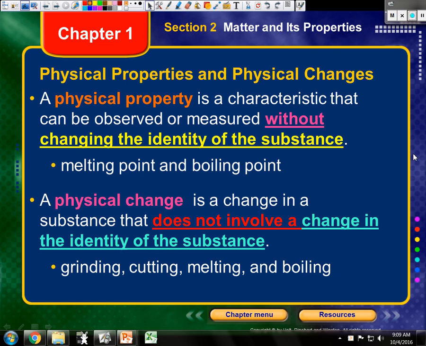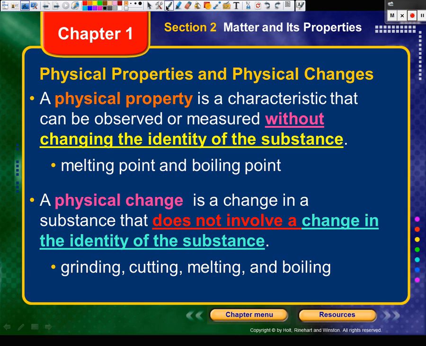Alright, this is where we left off yesterday, if y'all find this slide for me. One of the things that students always get confused is the difference between a physical property and a chemical property, and then a physical change and a chemical change. I want to do my best today to get you to understand the differences between those two things.